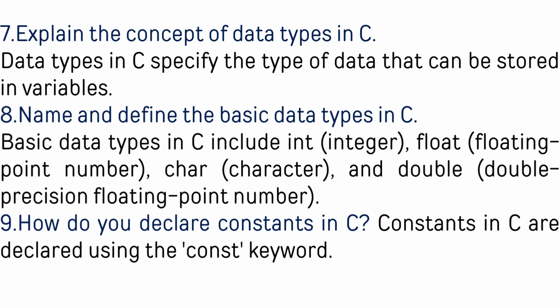7. Explain the concept of data types in C. Data types in C specify the type of data that can be stored in variables. 8. Name and define the basic data types in C. Basic data types in C include int, integer; float, floating point number; char, character; and double, double precision floating point number.